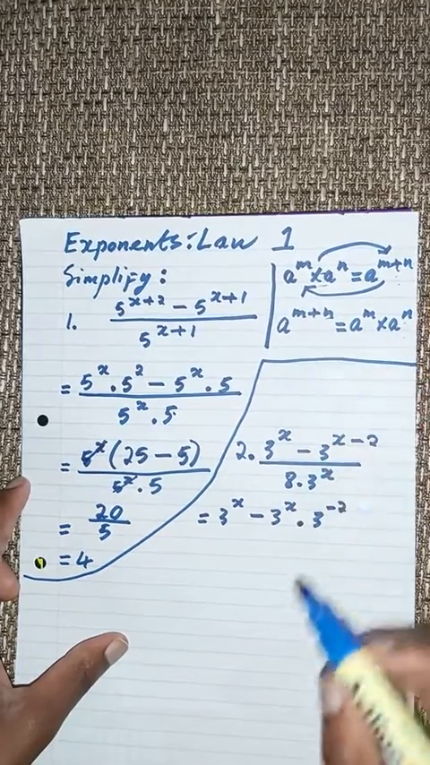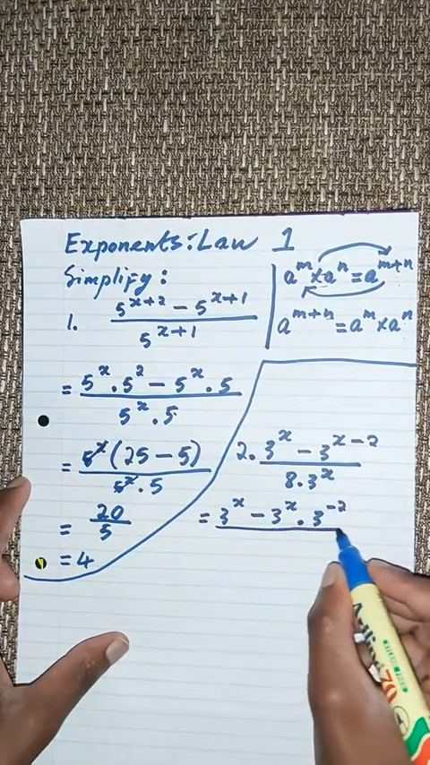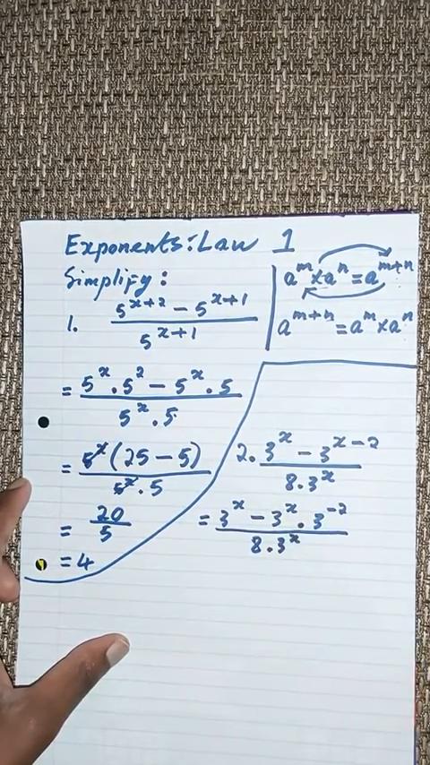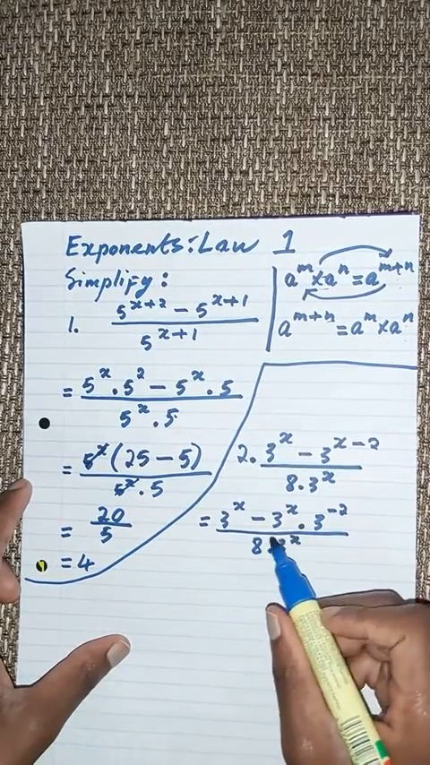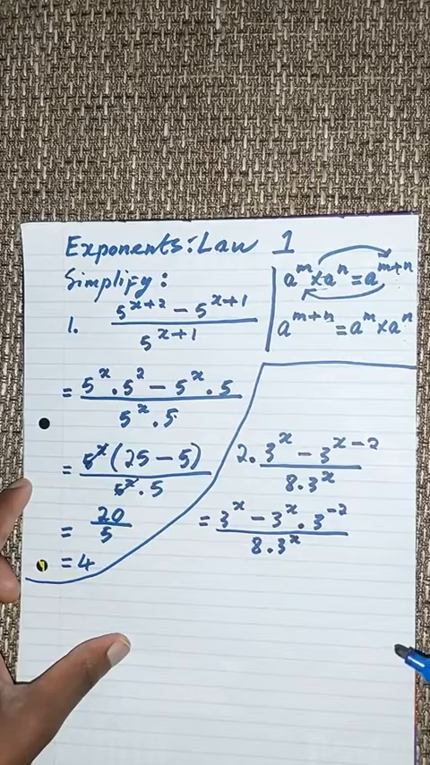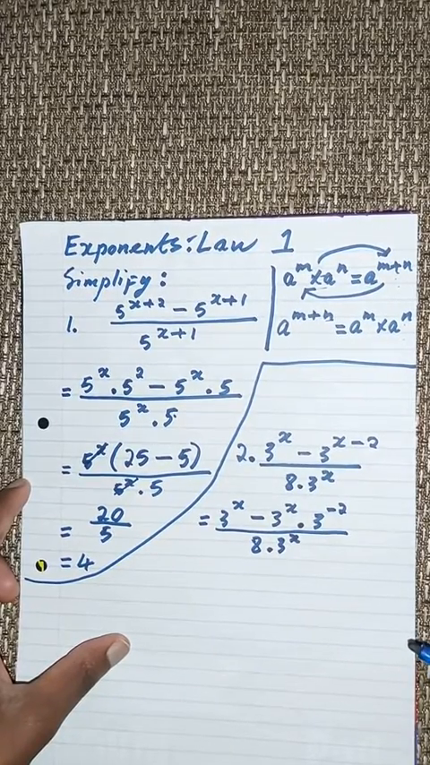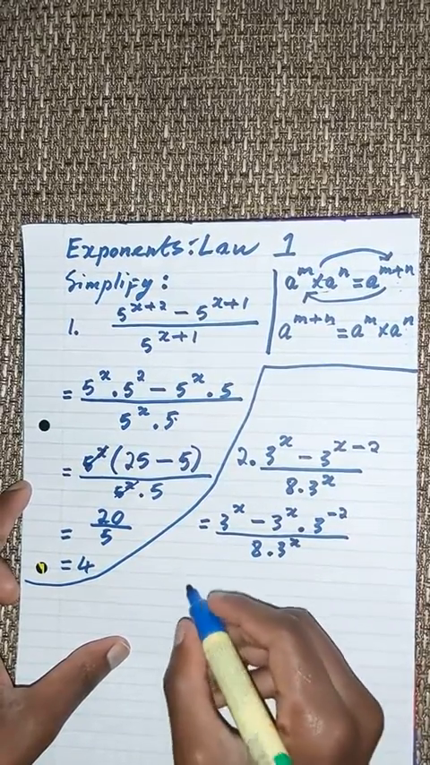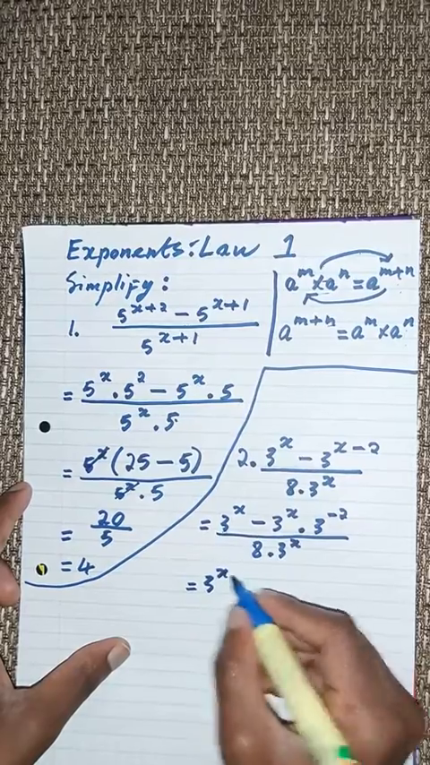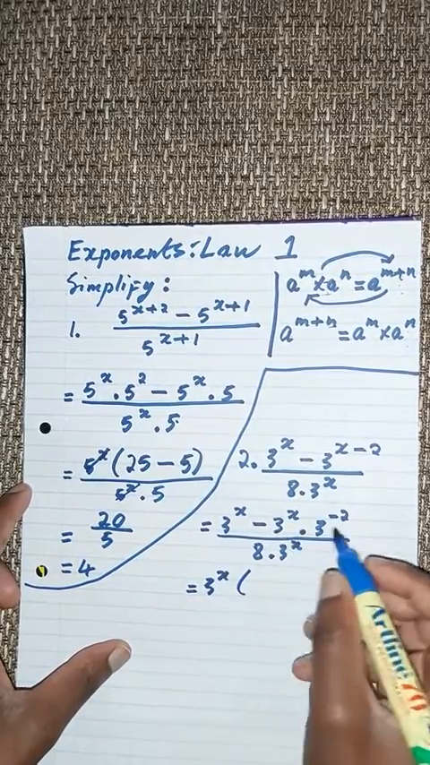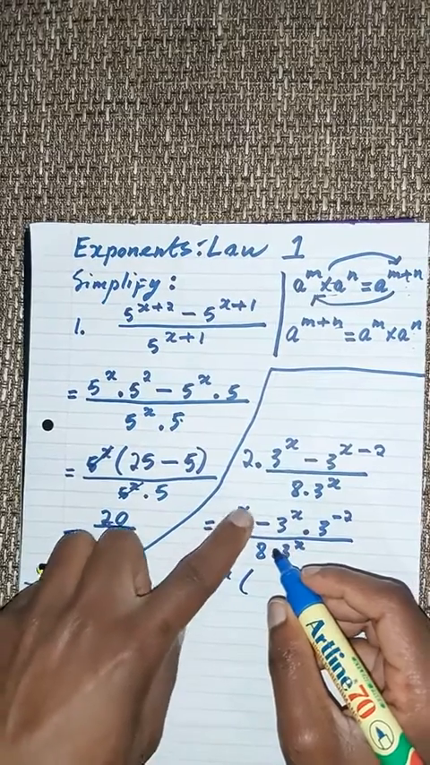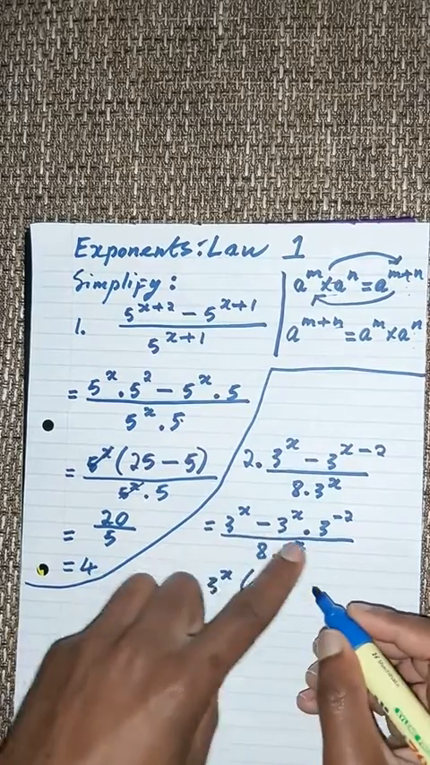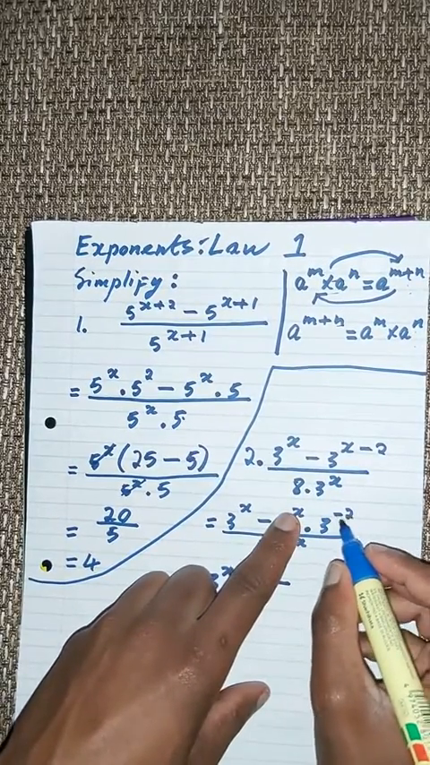Now, when you proceed, I'm going to go at the bottom. Write everything as it is. 8 times 3 to the power of x. Now, at the top, I have a common factor. I don't know if you can see the common factor. Can you guess it? Please guess it for me. The common factor is 3 to the power of x. So I'm going to take out 3 to the power of x. When I take out 3 to the power of x, what do I remain with inside the bracket? I remain with 1. Minus, when I take it out here, I remain with 3 to the power of negative 2.